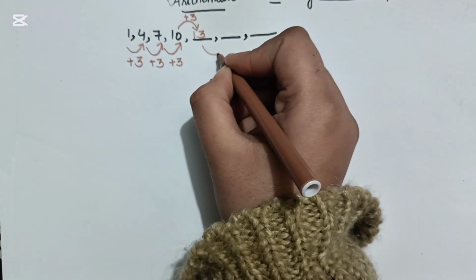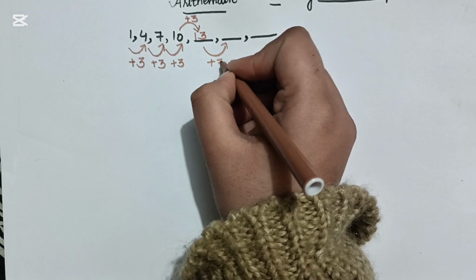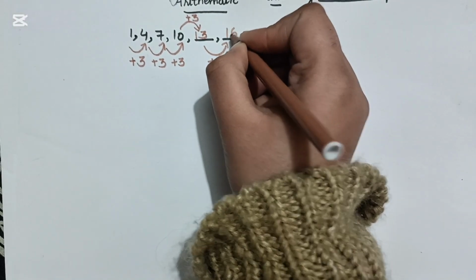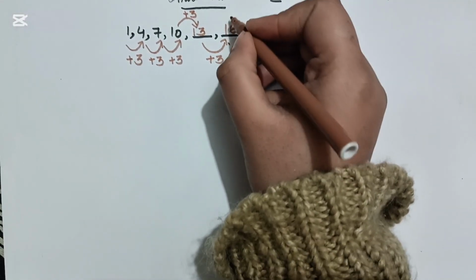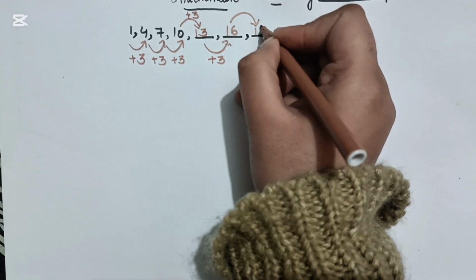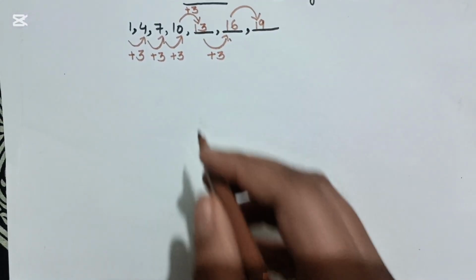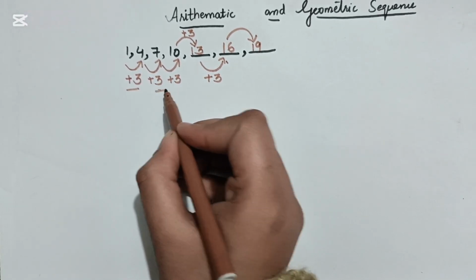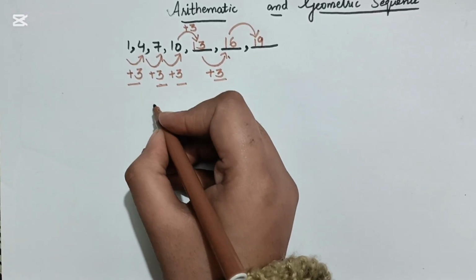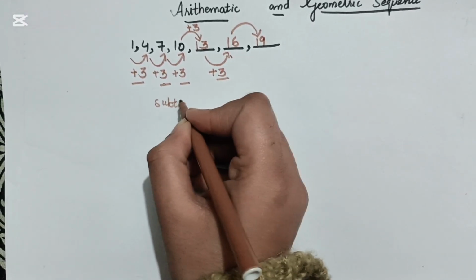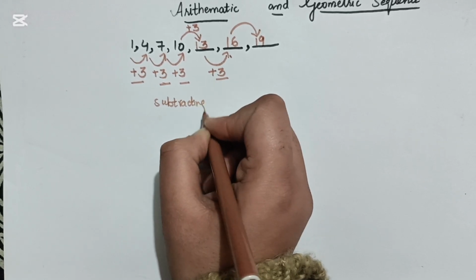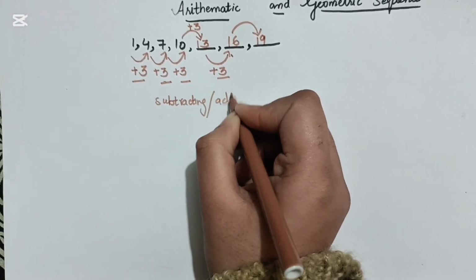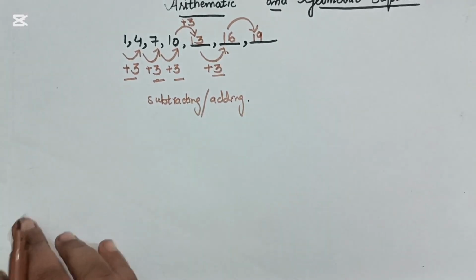Okay. What is the next number? It is again plus 3. That is 16. And what is again plus 3? That is 19. So if something is adding or subtracting, then this is an arithmetic sequence.